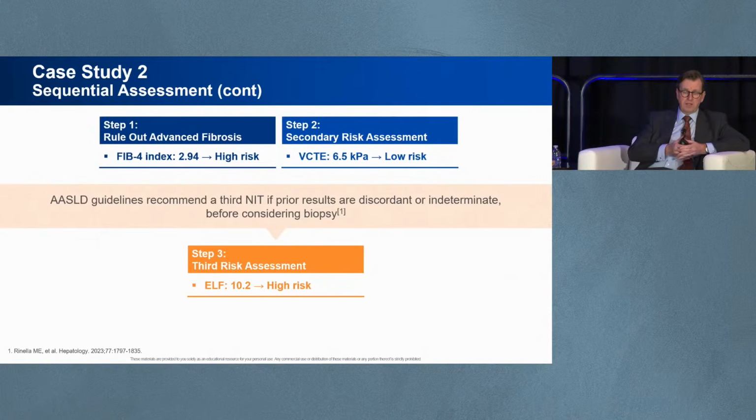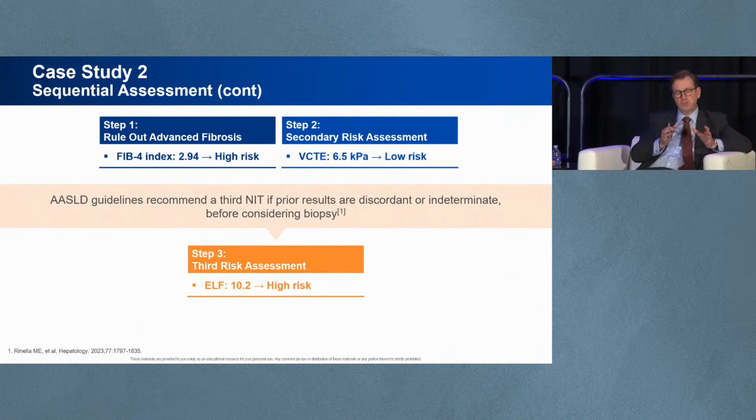What I've gone and done is I've gone and calculated or ordered an ELF test. And the reason I've done that is because, of course, we know that with body mass index, as the BMI goes up, the FibroScan can be slightly less accurate. So we need to factor that into our thinking. So just like the guidelines, we've done an ELF test. I find a high-risk score at 10.2.